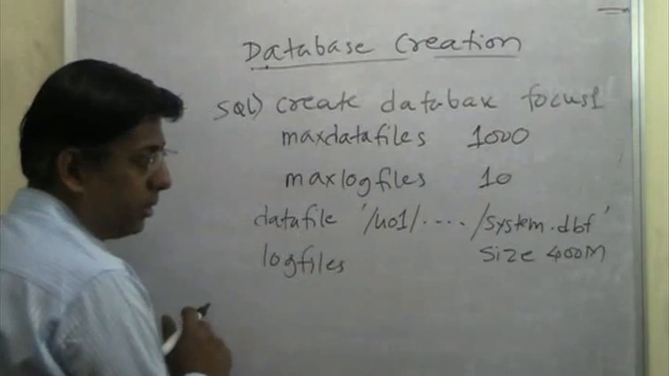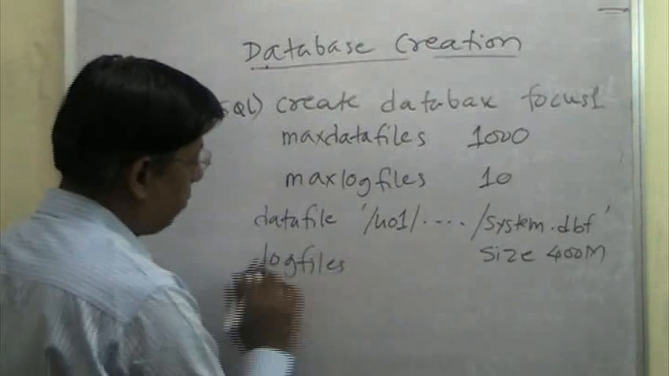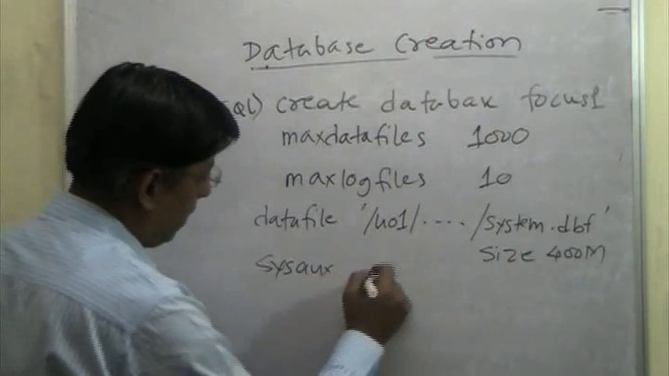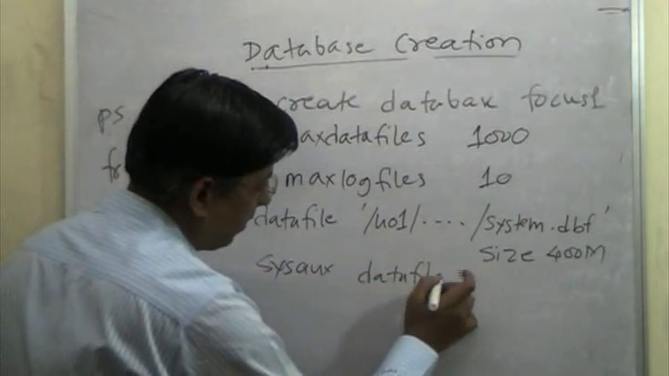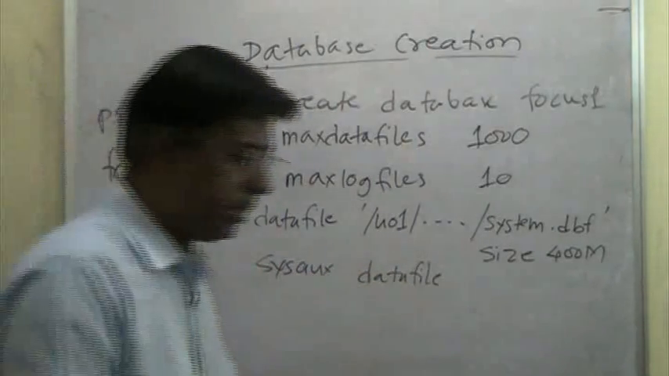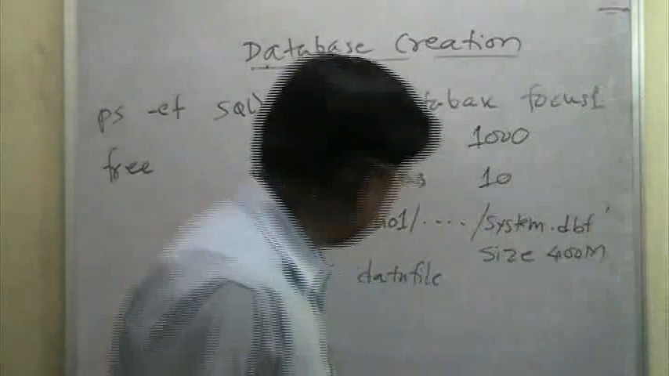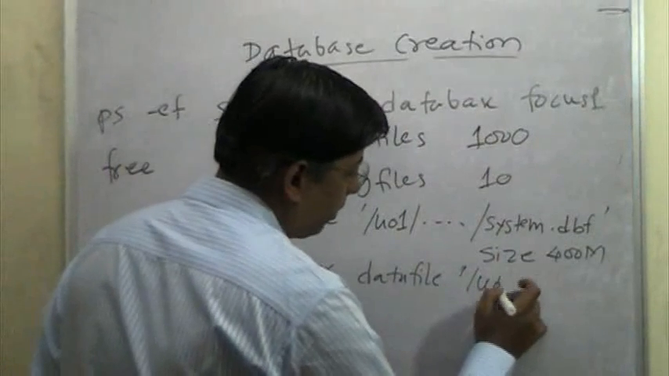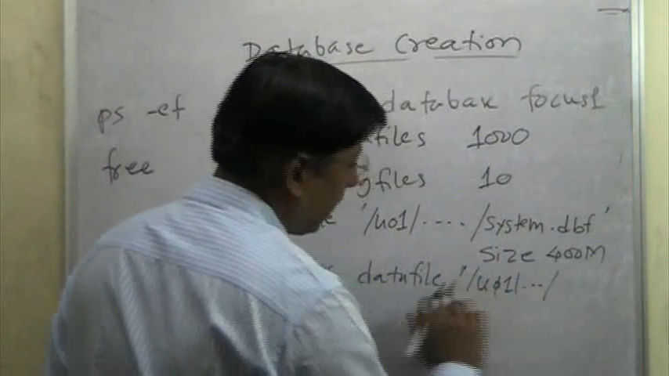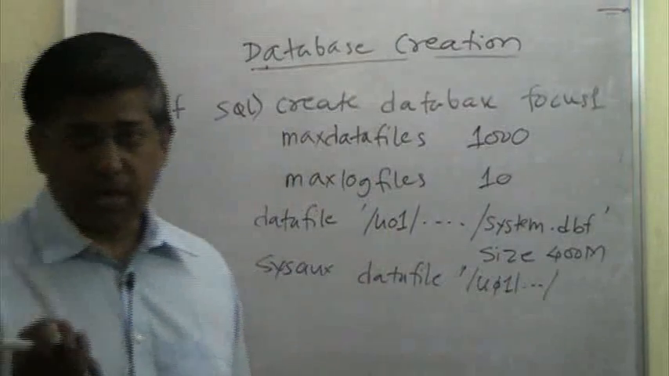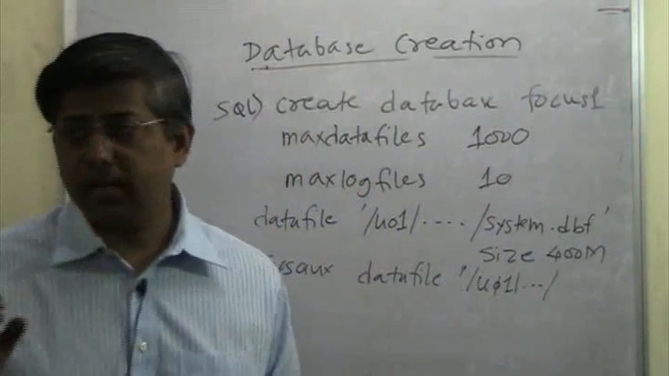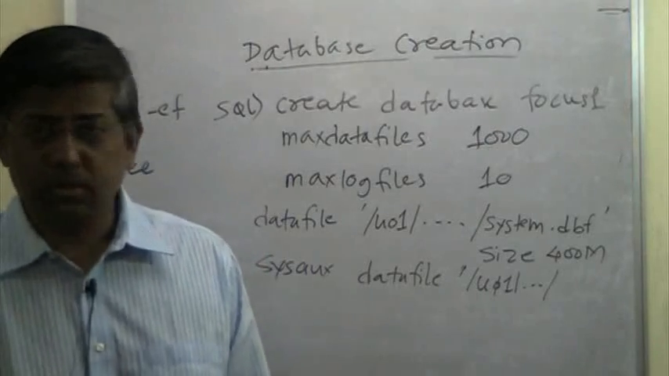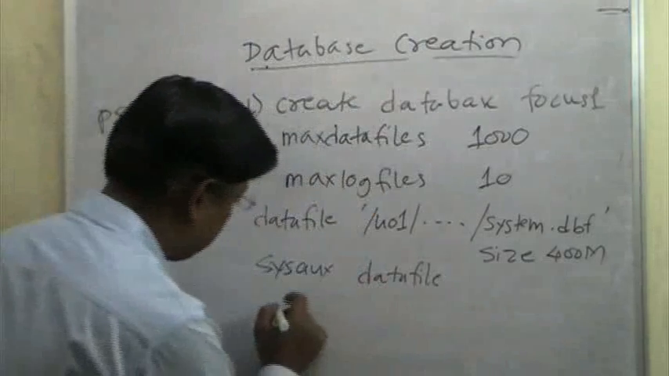System tablespace is created. Then we need to do sysaux, right? Sysaux datafile. Again you are going to write in single quotes the name of the file, u01 and so on. That whole path: u01 app oracle, ora data, and inside that there would be focus1, and inside that there would be sysaux. I will write that full path here at least for once.